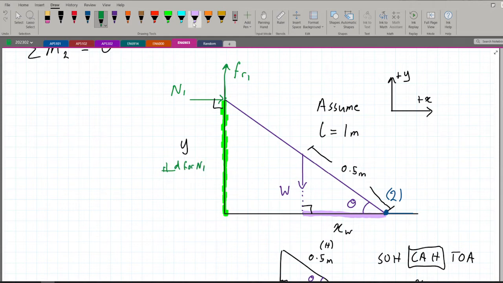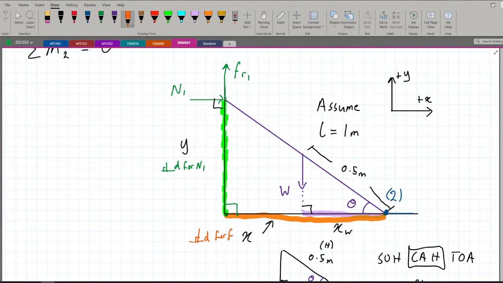And we will look at the perpendicular distance for Fr1, which is going to be this distance over here, all the way to 2. Because if you notice, if we extend this force Fr1 all the way to the bottom, we are going to get a perpendicular over here. Okay, so this entire orange distance we will call x.